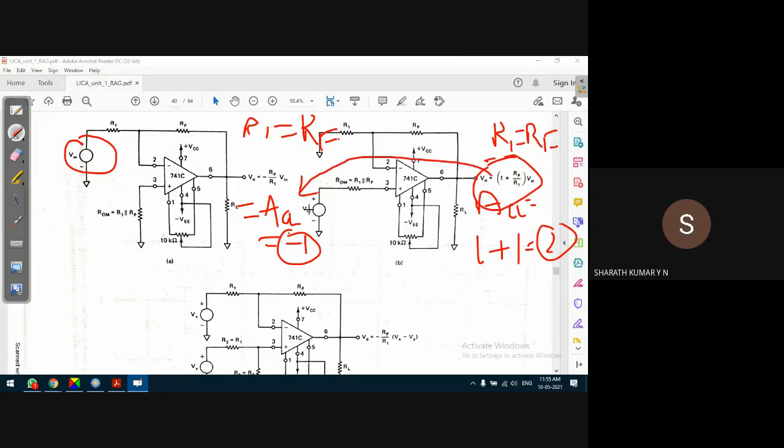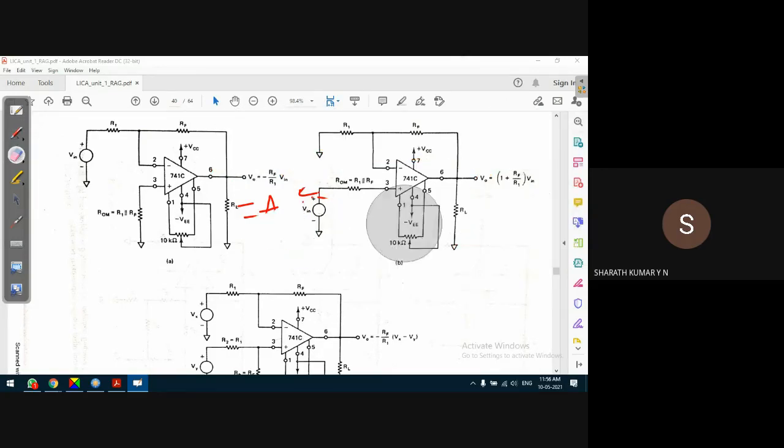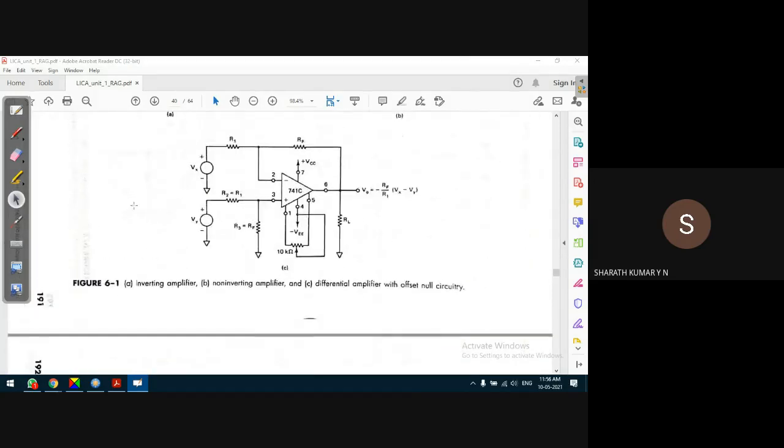So the situation is like this. If you want a larger gain, go for a non-inverting amplifier. If you want a smaller gain and more stabilized operation, go for an inverting amplifier. See, here also we can increase the gain. If you take RF greater than R1, you will have a larger gain, no doubt. But there are situations where we have to opt for an inverting amplifier over a non-inverting amplifier. Then we go for inverting amplifiers.